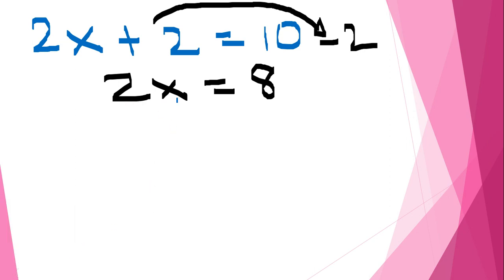2 is multiplied by x. So to counter that, we need to divide by 2. And we also divide here by 2. Now we can do another way. The whole point of showing it twice is just to show you another way.